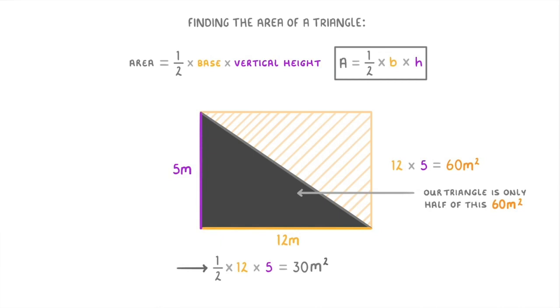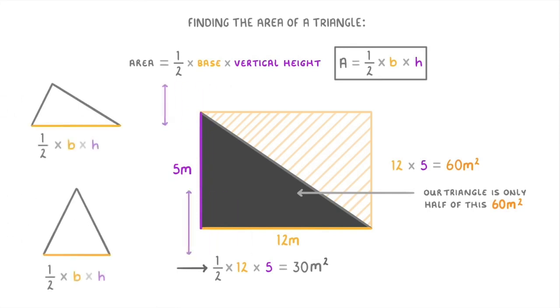And finally, bear in mind that if the triangle isn't a right angle triangle, like these two, then you still use the 1/2 times base times height equation, but you just have to be very careful about picking the height to the highest point.